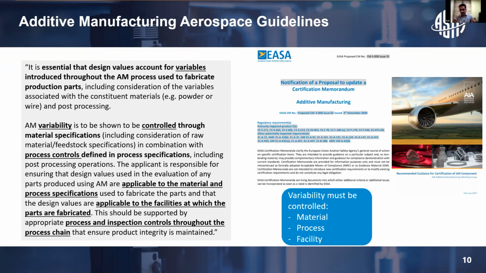You have the process, you have to have process controls in place, and you have the entire facility. So all these could affect the design values that you set for the part. So you have to make sure that there are enough controls in materials, enough controls for your process, enough controls in your facilities where you fabricate this part. Then only you can ensure that your final part also has the actual design value.